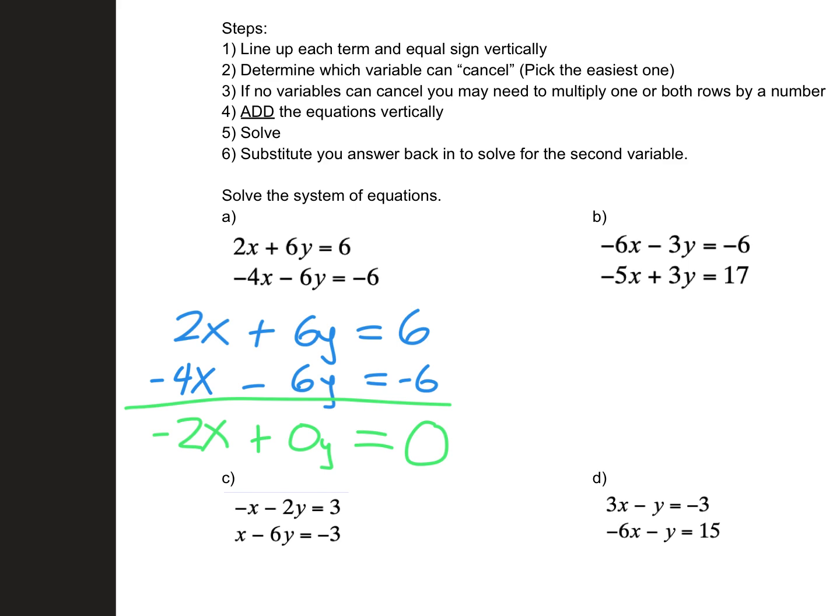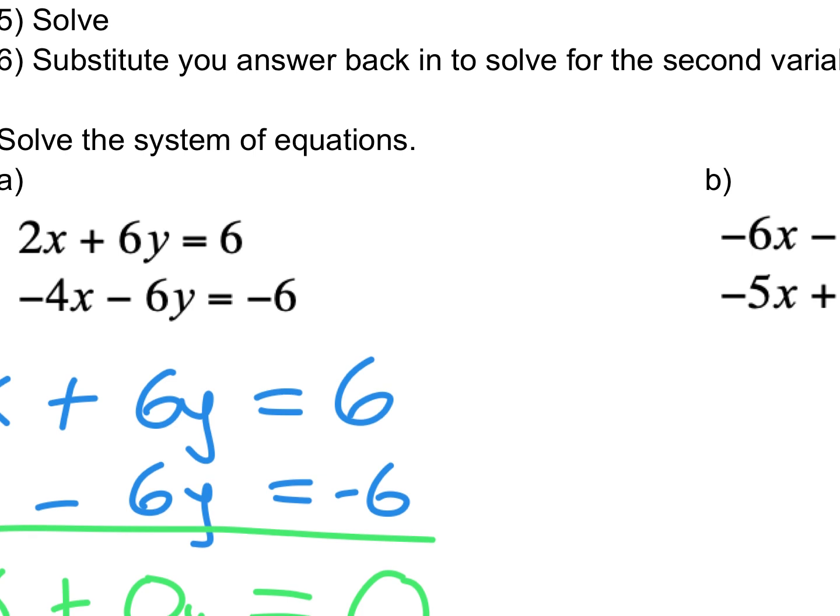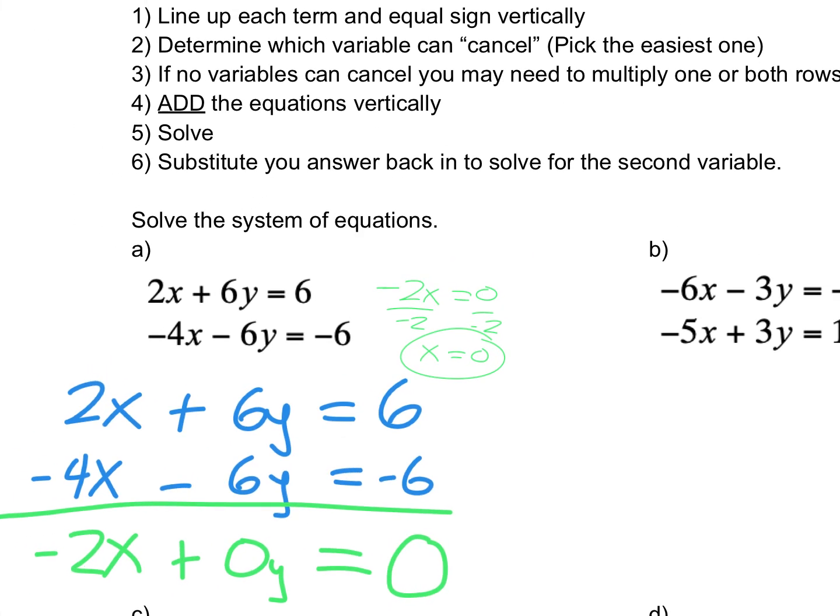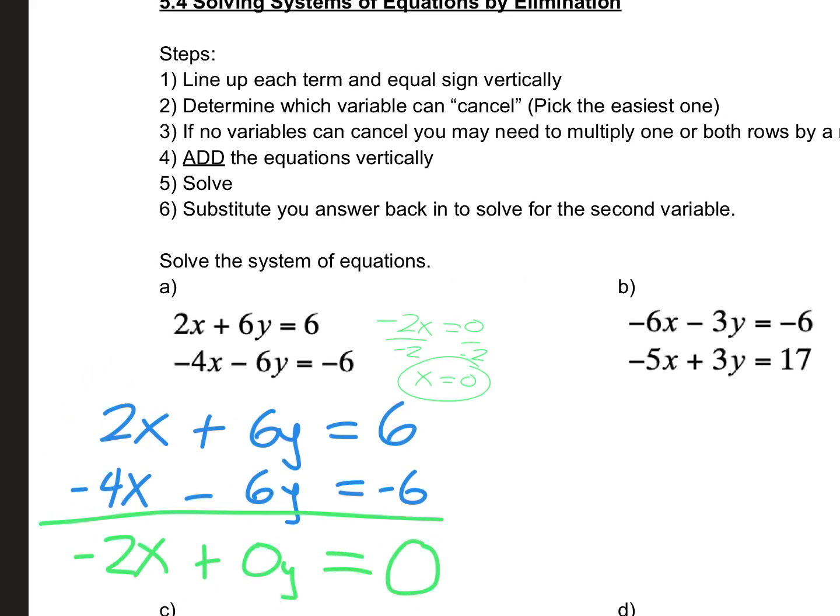Okay, so now if I rewrite this whole equation up here, I have negative 2x equals 0. Now to solve, we will divide both sides by negative 2. This looks kind of interesting over here, but 0 divided by any number will equal 0. So my final answer is x equals 0. Okay? So we have solved for this variable.